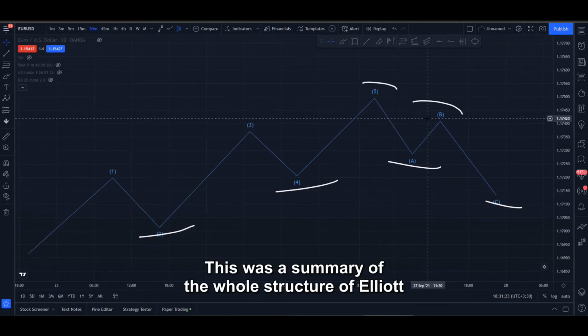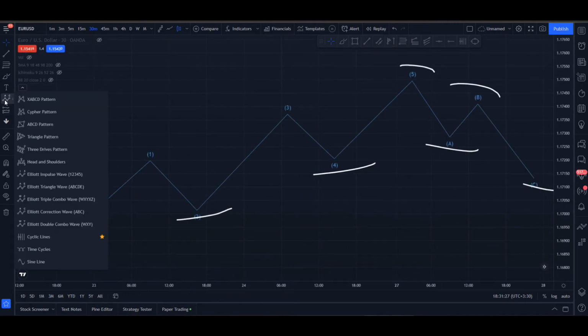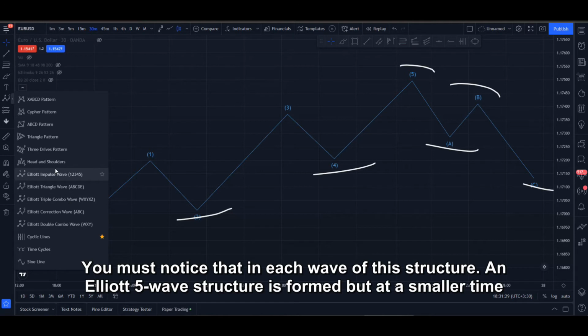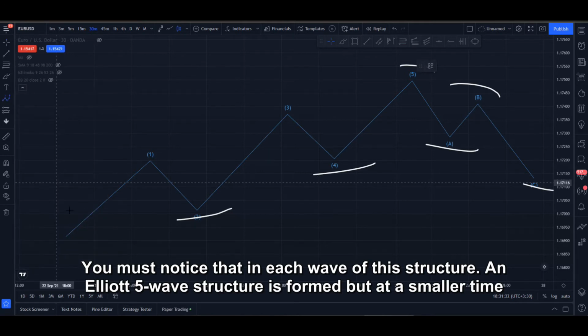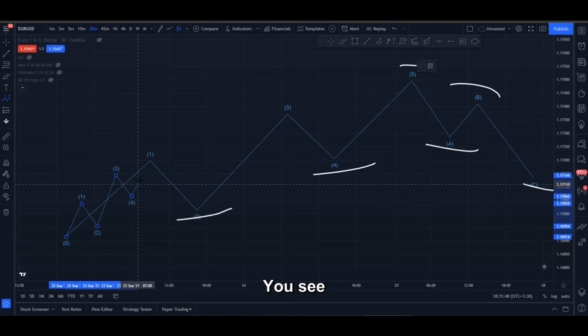This was a summary of the whole structure of Elliott. You must notice that in each wave of this structure, an Elliott 5-wave structure is formed but at a smaller time. You see.